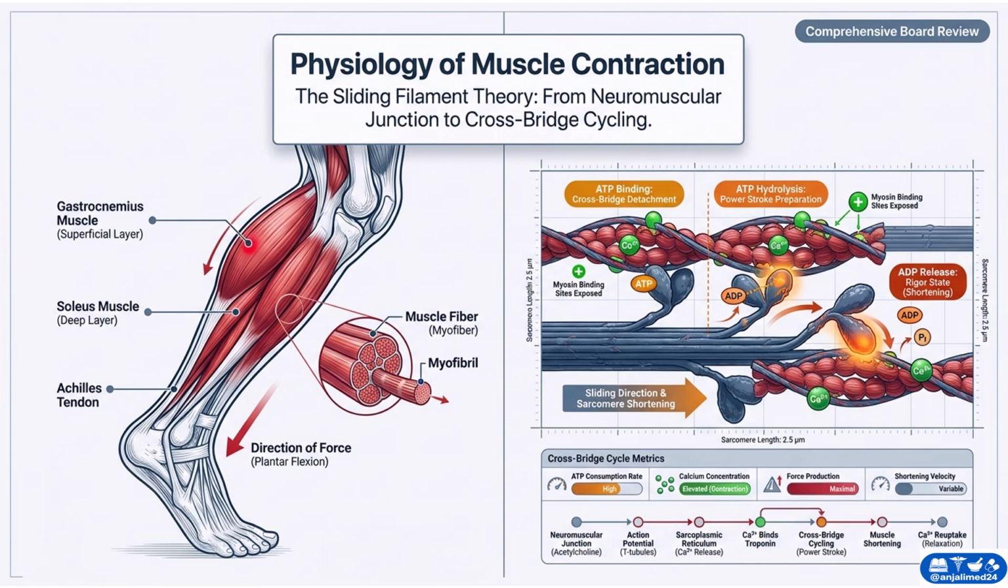Without ATP, myosin cannot detach from the actin, resulting in sustained rigidity, a phenomenon observed in rigor mortis. This elegant physiological process demonstrates how microscopic molecular interactions generate powerful macroscopic movement throughout the human body.